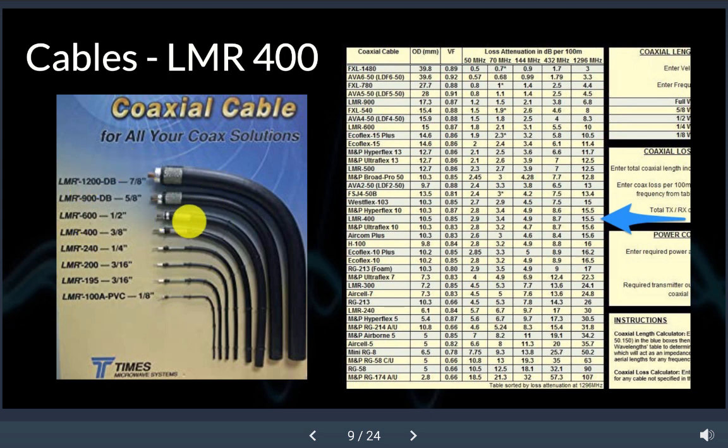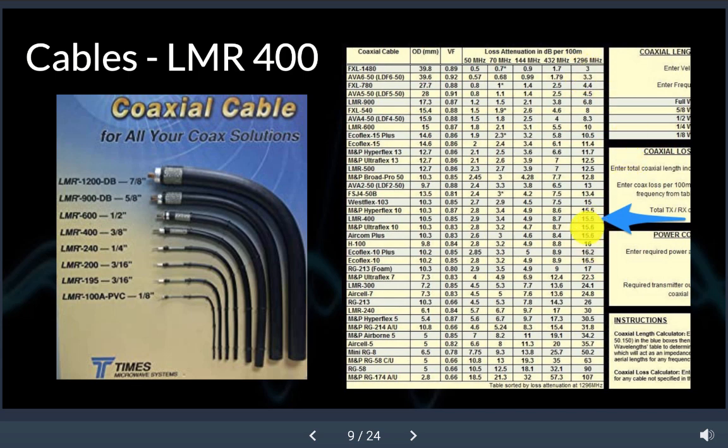LMR 600 has less loss, but it's a lot thicker and a lot harder to bend. It's a lot less flexible. It's hard to work with. LMR 900 and 1200 are a lot more expensive, and they're almost impossible to work with on a daily basis. These are what you would want to put in if you were doing an install for something that's going to stay in the ground for 20 years. LMR 400 is pretty much what we're going to stick with.